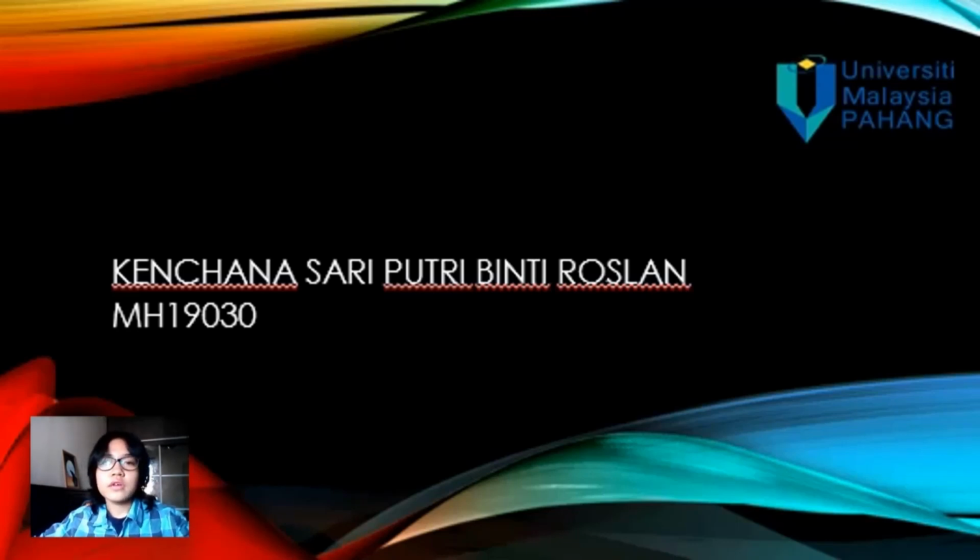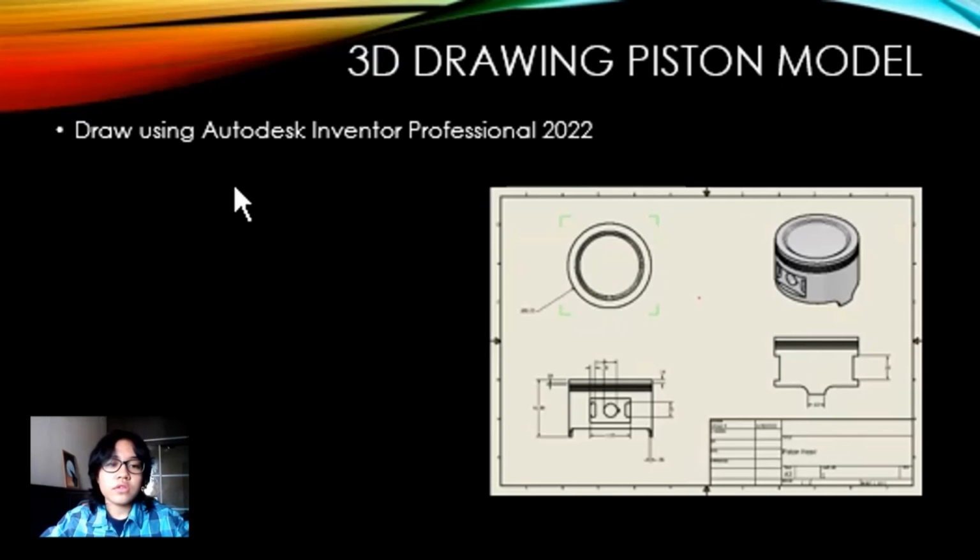So today I'm going to present the 3D drawing piston head and also the methodology of our project. So here is a 3D drawing piston model. We drew it using Autodesk Inventor Professional 2022. So here, as you can see, this is the technical drawing of our piston model. We have the top view, the left view and also the front view. Here, as you can see, the bore measurement dimension is 81 millimeter, and it includes other measurements as well.